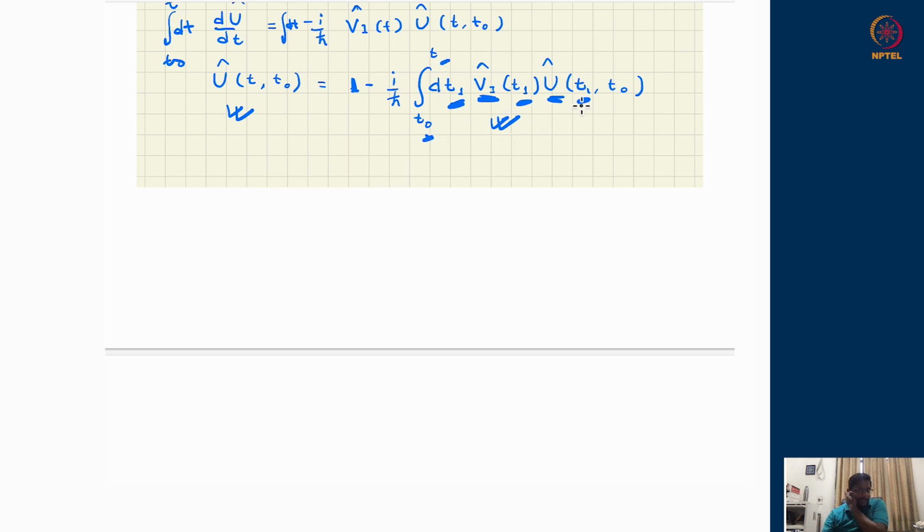So in between whatever was the unitary, its total value determines what will be the unitary at a future time. Between t0 to t, dt1 takes the value, and the unitary at all points during t0 to t combines with the respective interaction potential at all times and gives me the unitary at time t. So it is a convolution. It knows about its past. It knows about the history because the convolution goes from t0 to t with a variable t1.